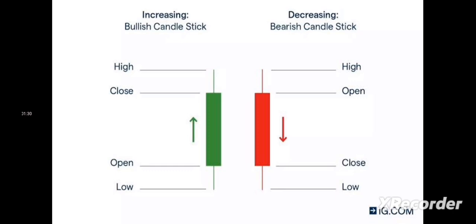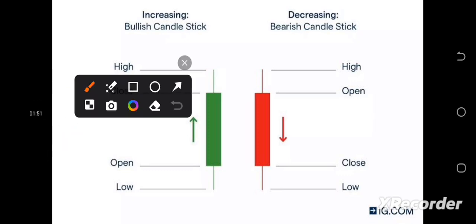Okay, so this is a typical Japanese candlestick. The green candle, we call it a bullish candlestick, and the red candle, we call it a bearish candlestick. If you are seeing a bullish candle, the market is going up. If you are seeing a bearish candle, the market is going down. Now look carefully at these candles. You will see a line above. Look at this tiny line above, and look at where the body of the candle is. Look at this, the body of the candle.